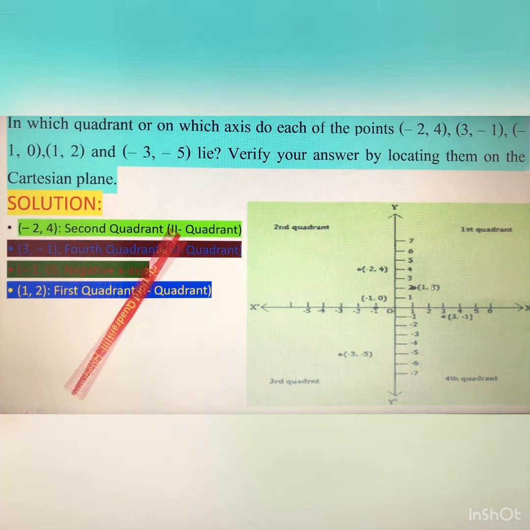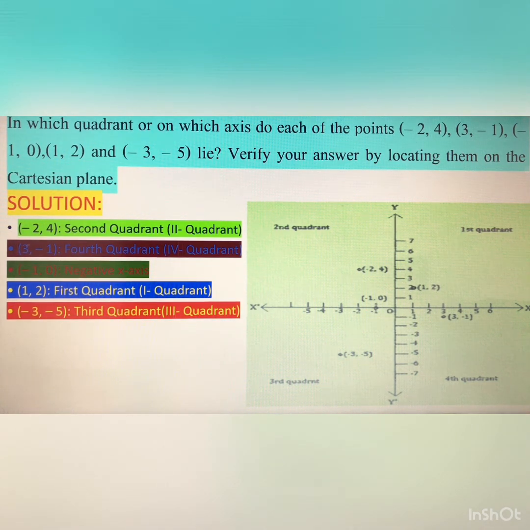Okay dear, next point is (-3, -5). So all are negative, means you come into the negative direction, third quadrant. So dear, abscissa is -3 and ordinate is -5. Just in front of -5 and -3 you mark a point. So this is the representation of these points.